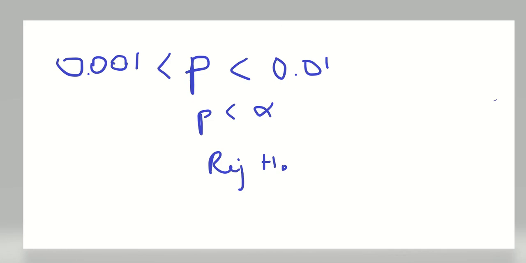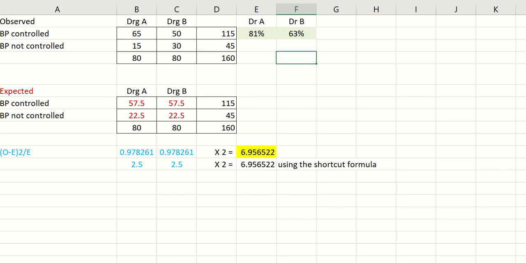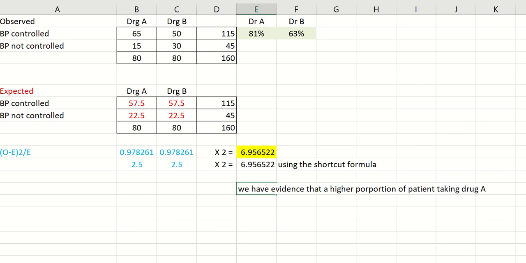So let me write it up here. I'm going to try to write it. Okay. So we have evidence that a higher proportion of patients taking drug A have a controlled blood pressure as compared to patients taking drug B. Okay, so you say that the difference is statistically significant.